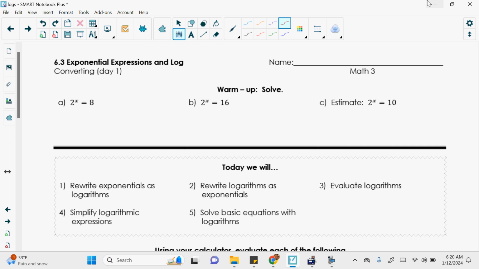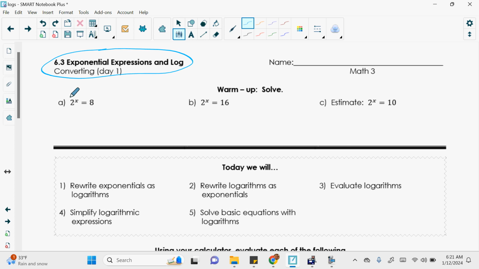This is day one of three of learning some logs and working with logs. So again, today you're going to need to open up to this page in our notes. It's 6.3 converting day one. It's going to look like this, where you have three warm-up problems. Whenever we do warm-ups or I ask you to pause, just like normal videos, pause and really try it like you were in class to see if you're getting stuff and understanding it.